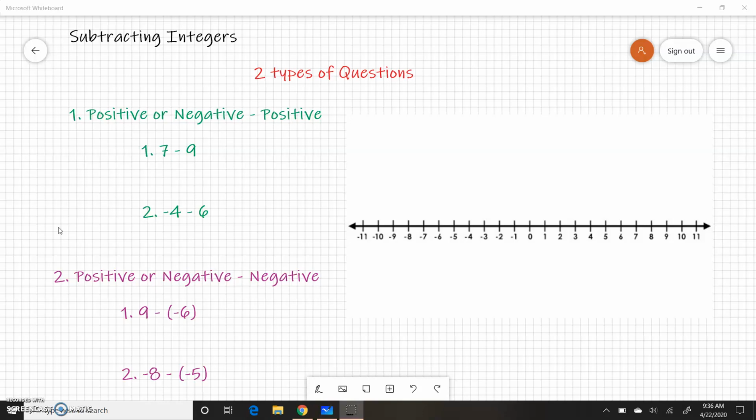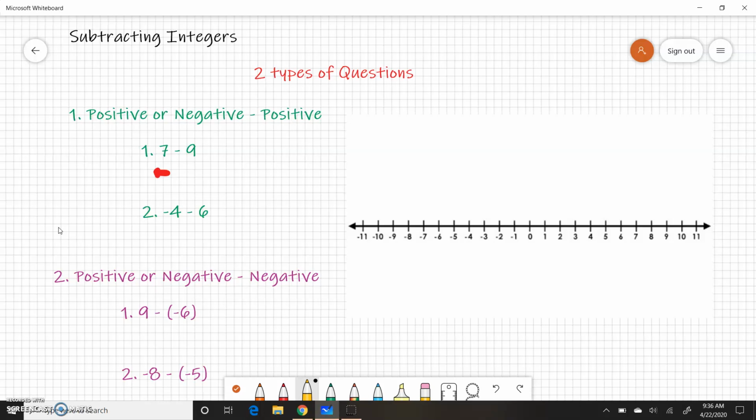So first we're going to look at the type 1 in the green, where you have a positive or negative number subtracting a positive. So let's look at example 1 in the green. So I have a positive number, 7 minus 9. If I'm using my number line, which if you want to use a number line on your homework, if you like this way of doing it, then that's fine. I'm going to show you how to do it this way first.